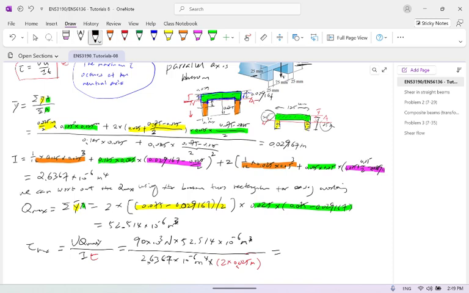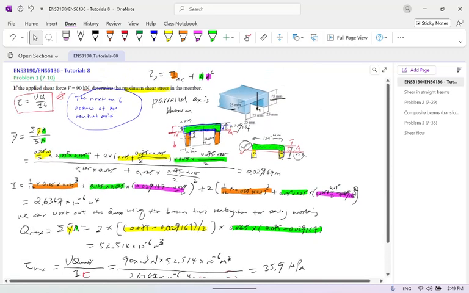So let's work from here. We can work out 35.9 megapascals. Of course, you can also work out the Q max from the top segment, but that's more complicated. You can still work it out, so you can do these things by yourself. Remember, this one uses a lot of existing knowledge.